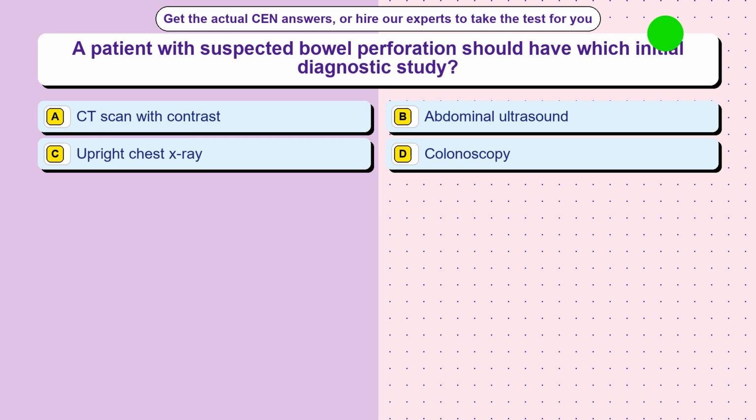Question 76. A patient with suspected bowel perforation should have which initial diagnostic study? Option A, CT scan with contrast. Option B, abdominal ultrasound. Option C, upright chest X-ray. Option D, colonoscopy.